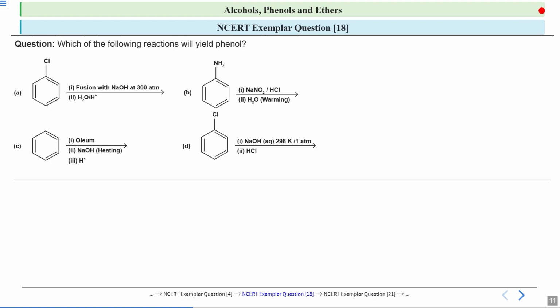Now let us see the next question. Which of the following reactions will yield phenol? You are given 4 options and you have to tell which one of them will yield phenol. So 4 reactions are given to you. I'm giving you some time to think and then we will discuss.